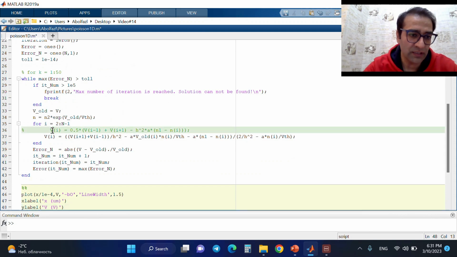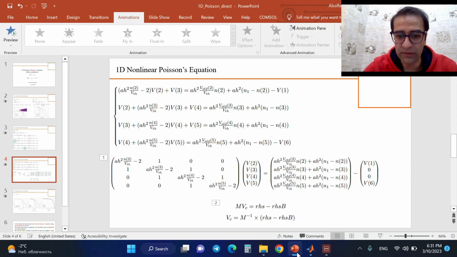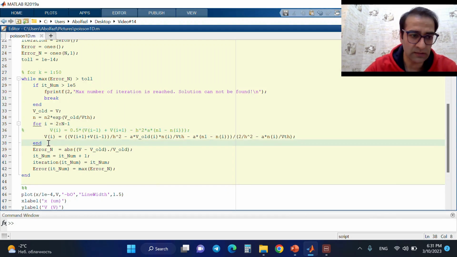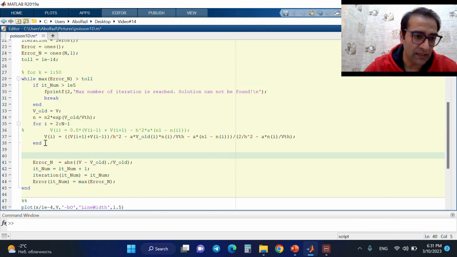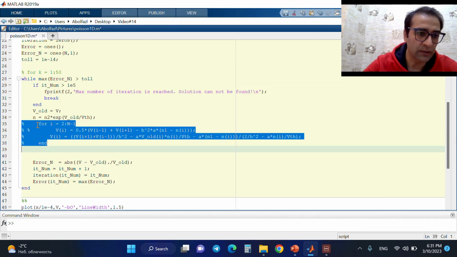And this is the term that we derived for the nonlinear Poisson equation, and this line represents the same formula that we had for the linearized Poisson equation. Now all we want is to implement the matrix form of the equation that we derived here. Okay, what I did here, I want to disable all these terms with Control R.